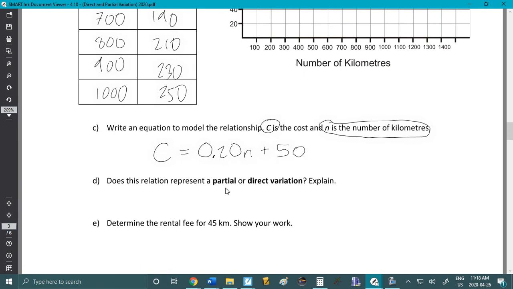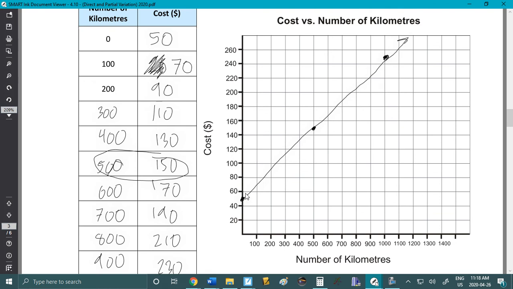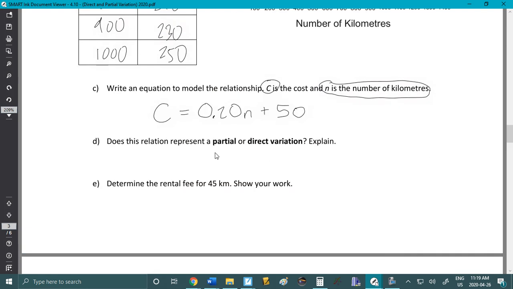Okay, is this partial or direct? Well, this is what's new today. So does this start at 0? Is this 0 here? No, it's 50. So unless it starts right here, which it doesn't, it's partial, and I would say it doesn't start at 0, it starts at 50.